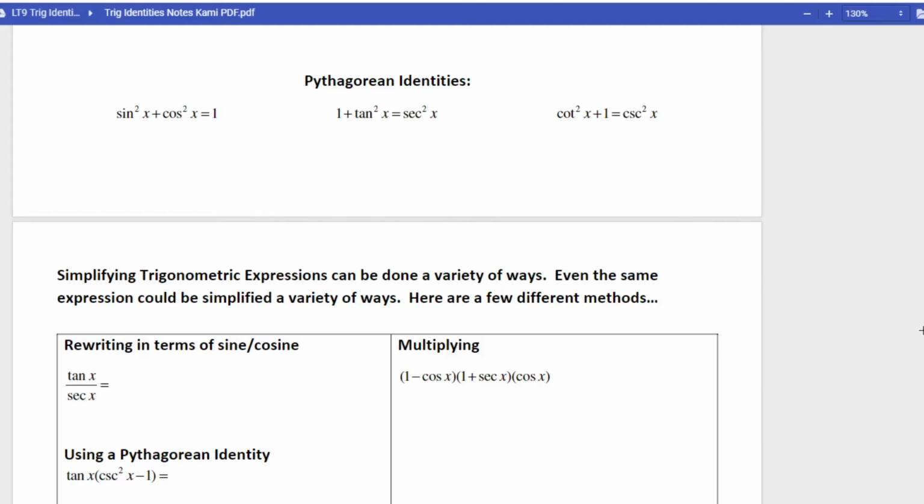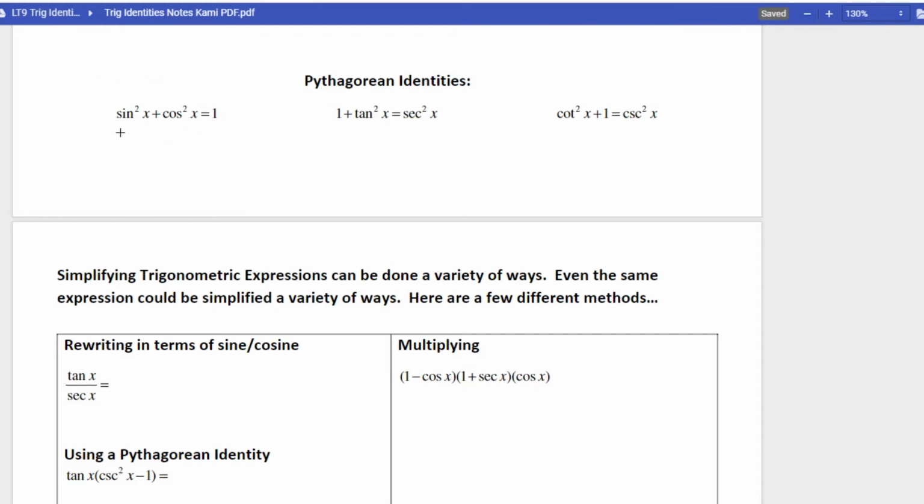Hello everyone. Today we're going to be talking about how to manipulate trig identities. Here I have some Pythagorean identities. Now this one I've already shown, and these are just manipulations of this first one.